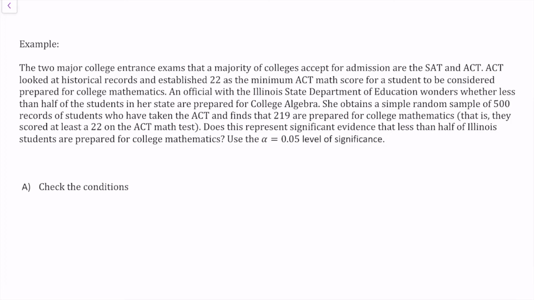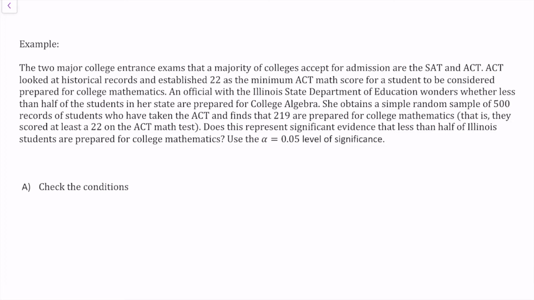She obtains a simple random sample of 500 records of students who have taken the ACT and finds that 219 are prepared for college math, aka they got higher than a 22 on that test. Does this represent significant evidence that less than half of Illinois students are prepared for college mathematics? Use the alpha equals 0.05 level of significance.